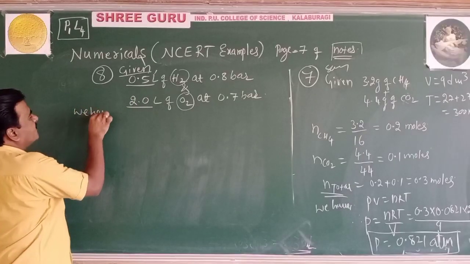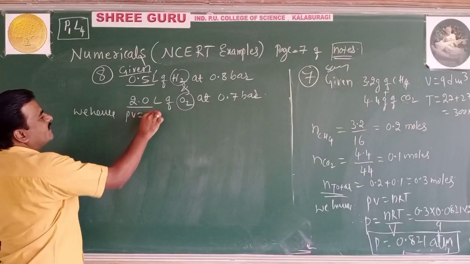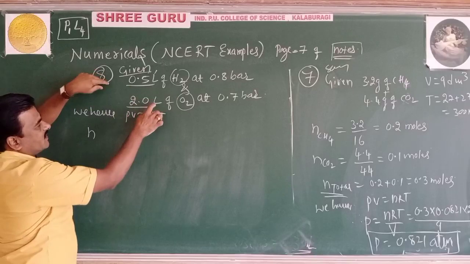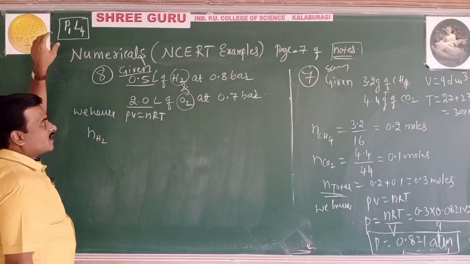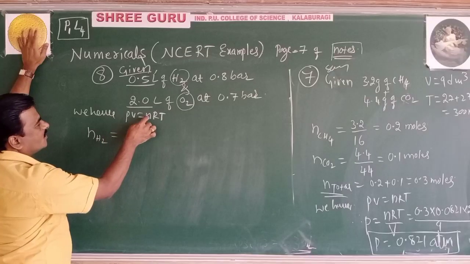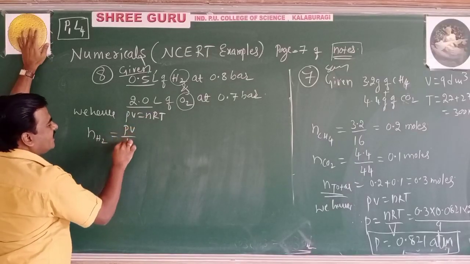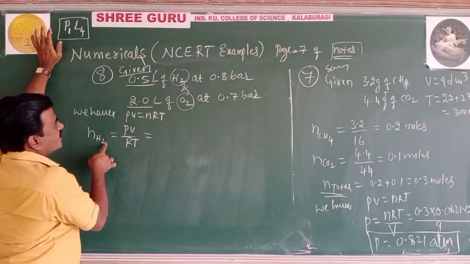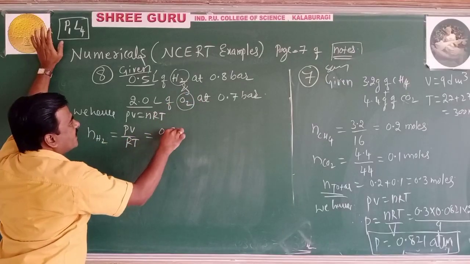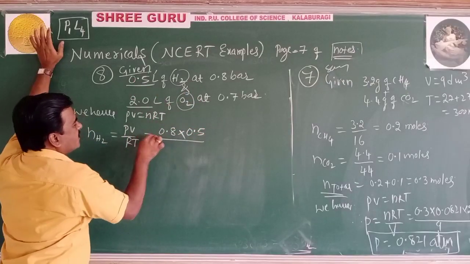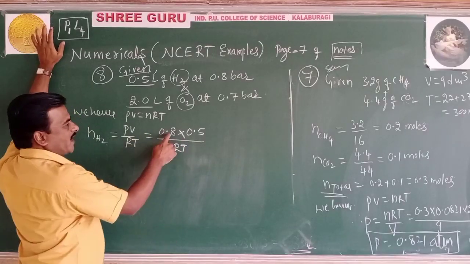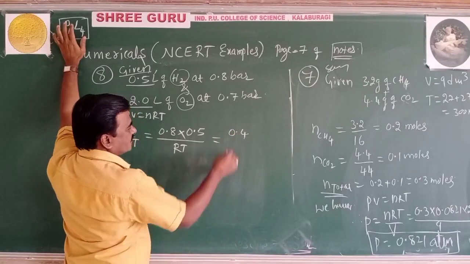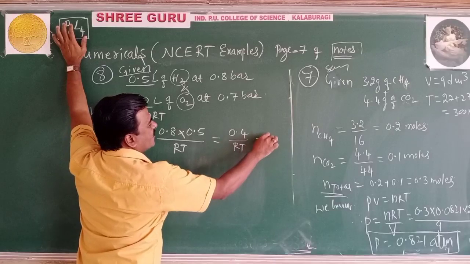We have the equation PV equals nRT, isn't it? Now solve for the number of moles. Volume is given. Number of moles of hydrogen equals PV by RT. R and T are kept constant. What is the pressure of hydrogen? Pressure of hydrogen is 0.8 bar, volume 0.5 liter, divided by RT. So 0.8 times 0.5, 8 times 5 is 40, so 0.4 divided by RT. Call it 1.